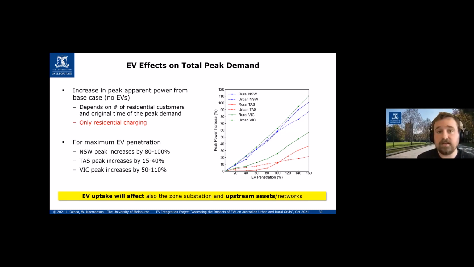So we're not modeling anything upstream. We can't model the direct impacts on the zone substations because, like I said, we're only modeling one of the several feeders. But you can already start to think that if all our feeders start having this increase in power, there could be some cause for concern there, and it's certainly something to think about. So if we move on to the next slide, please.